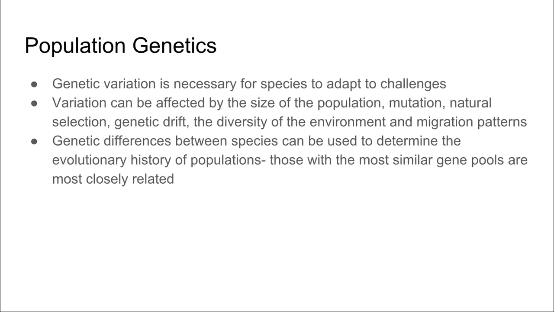So in population genetics, we need to understand that genetic variation is necessary for species to adapt to challenges. However, variation can be affected by the size of the population, mutations that take place, natural selection, genetic drift, and the diversity of the environment and migration patterns. However, we can use these differences between species to determine the evolutionary history of populations. So we can make the assumption that those with most similar gene pools are more closely related than those with more differences.